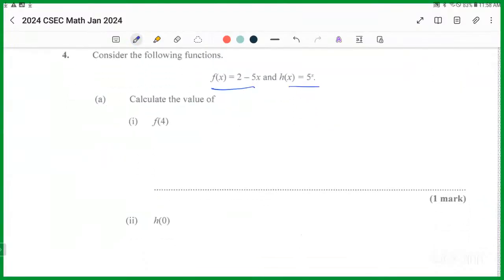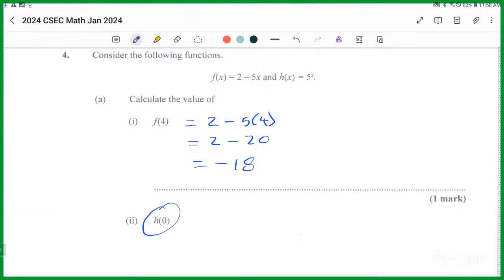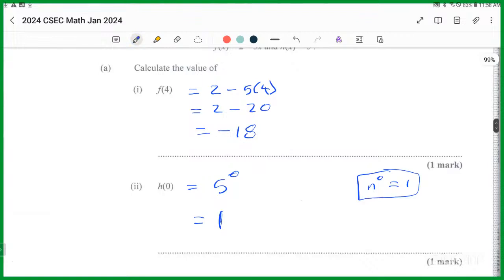We are given these two functions, f and h, and I want us to find f of 4. We put the 4 in the f function. That works out to 2 minus 5 times 4. 5 times 4 is 20, so that's 2 minus 20, which is negative 18. Done. Then we want h of 0. We put the 0 in the h function, and that becomes 5 to the 0. If you use a calculator you're going to get 1, but you should know that any number raised to the power 0 is 1. The more things you know, the better. So the answer for this one is 1.